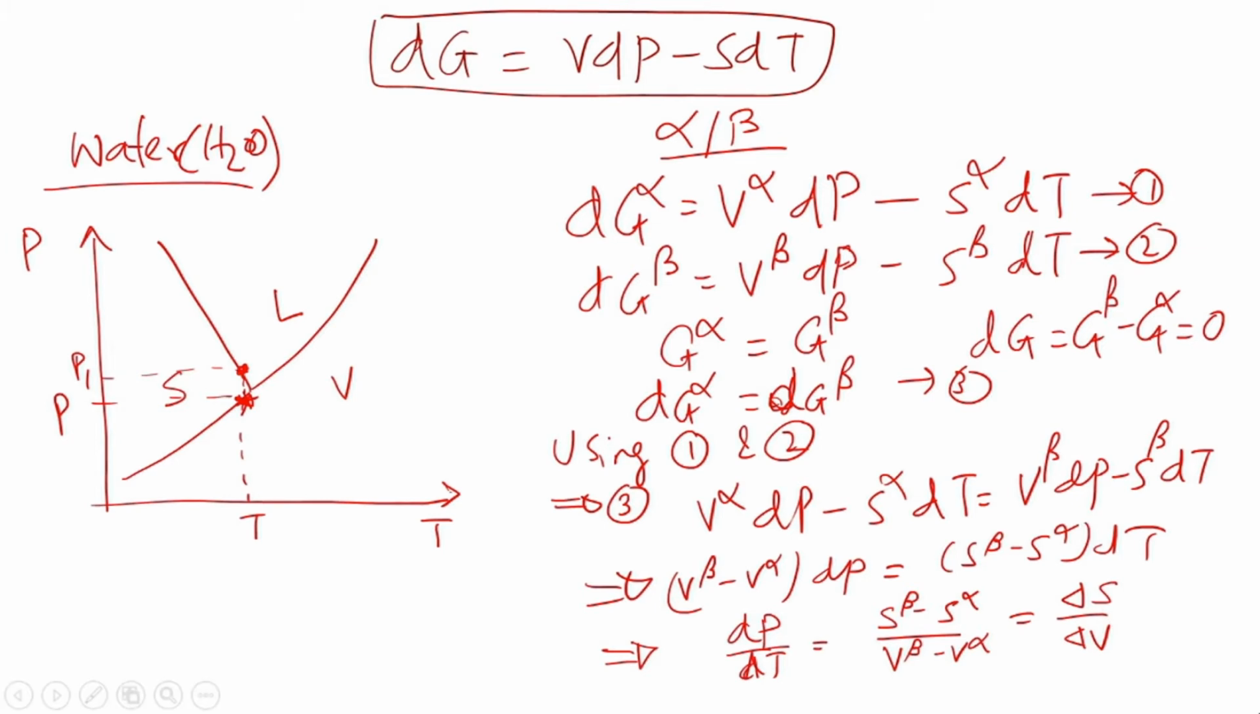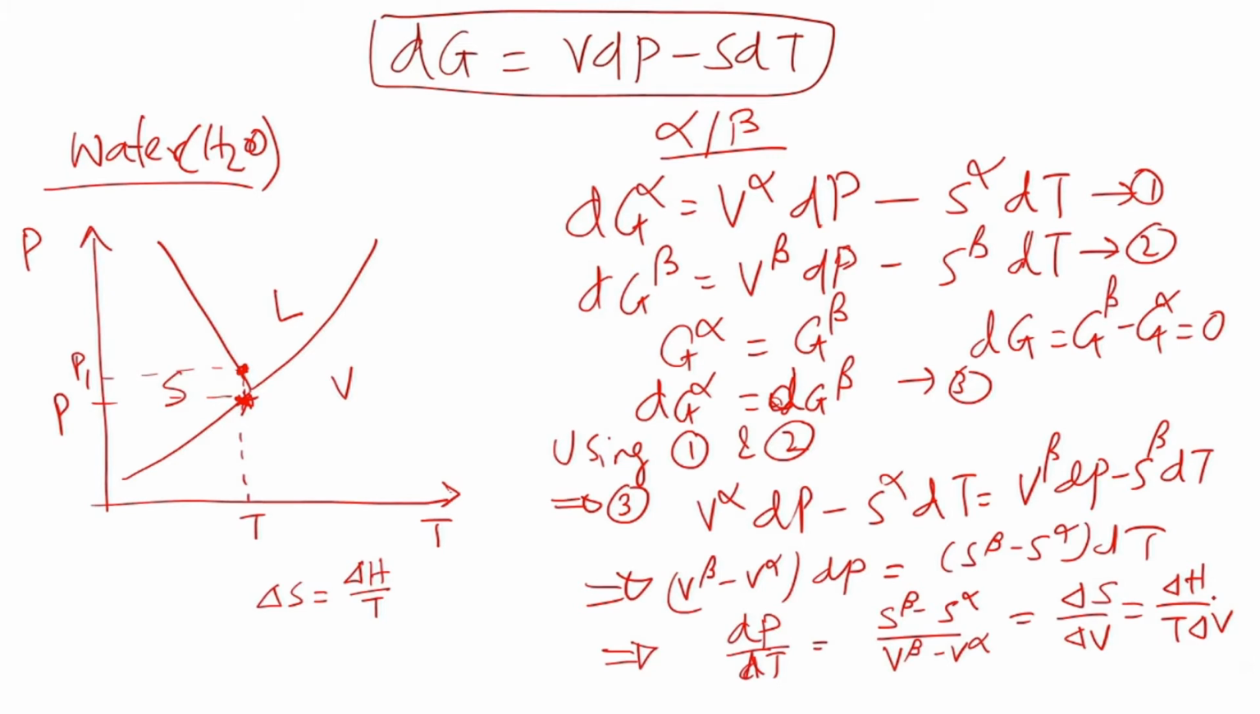And as you know, what is delta S? Delta S is basically an infinitesimal change. So delta S is nothing but delta H by T. T is either the melting temperature, evaporation temperature, solidification temperature, whatever. So that can be Tm, Tv. So delta H is the heat of sublimation, heat of melting. So I can write down delta H by T delta V.